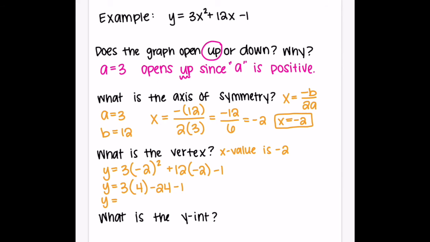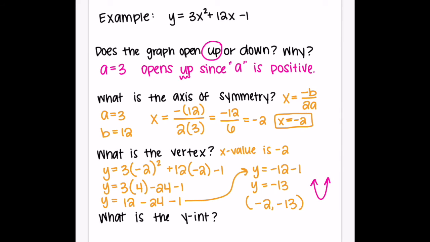Okay, so keep on simplifying. 3 times 4 is 12, minus 24, minus 1. I'm going to come up here. So y equals 12 minus 24 is negative 12, and negative 12 minus 1 is negative 13. So our vertex has an x value of negative 2 and a y value of negative 13. So that is the point negative 2, negative 13. Now, would this be a maximum or a minimum? Since our parabola opens upward, this vertex would be a minimum.